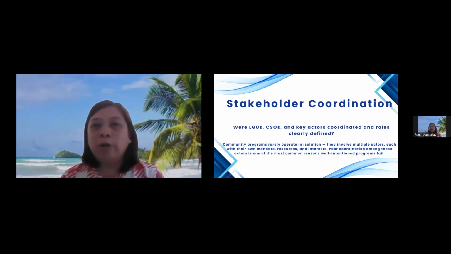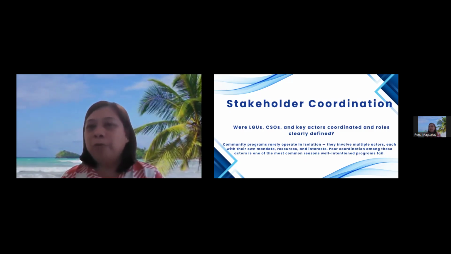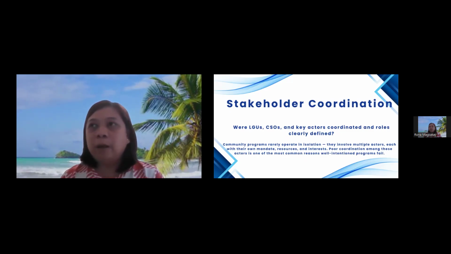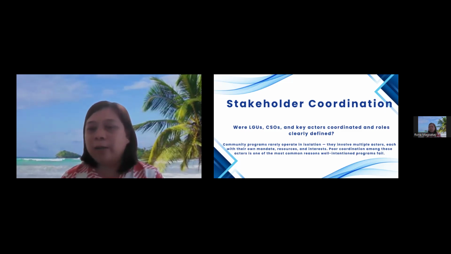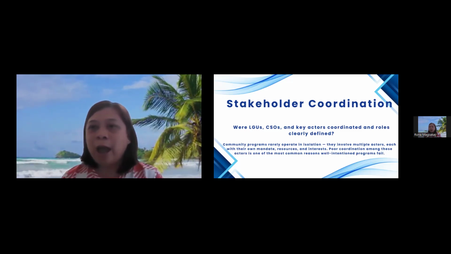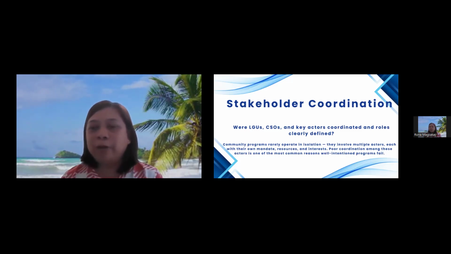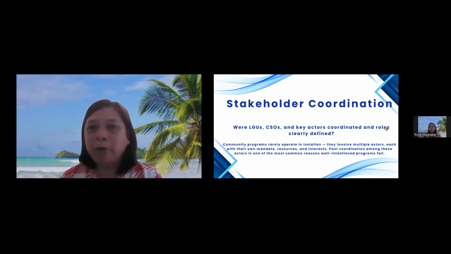Next, stakeholder coordination. A lot of programs, even government and private programs, or other campaigns failed because of what? Not because of resources. They have resources. Not because of the objective or goal. They have a good objective. Not because of the channel or not a proper channel. Why did they fail? Because of the coordination. They don't have proper coordination.